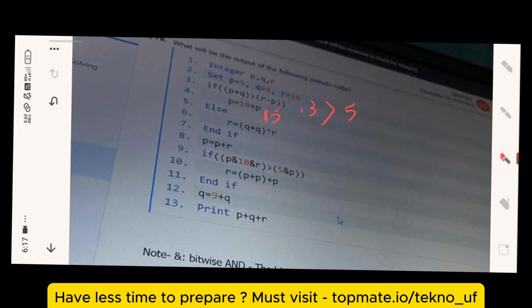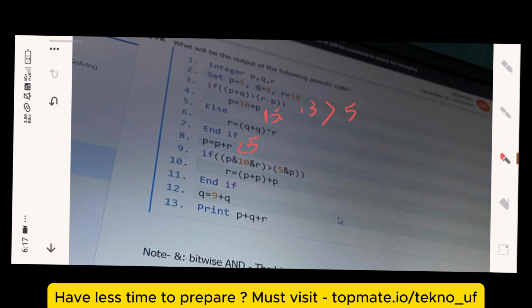And we'll skip the else block, and just after the if block, we are now again updating the value of p. So p is equal to p plus r. So the new value of p is 15 plus r, means 15 plus 10. So this becomes 25.